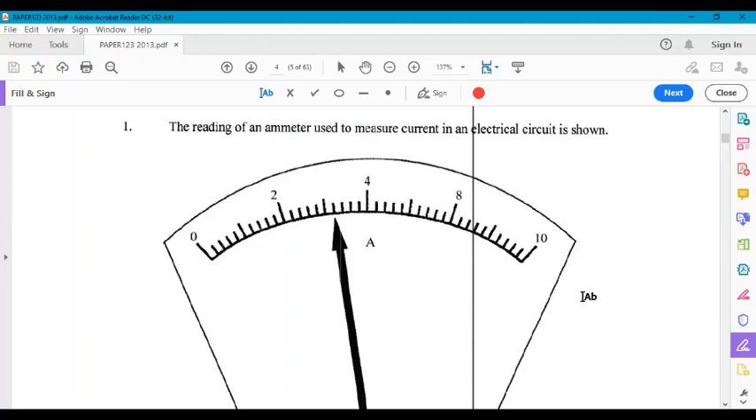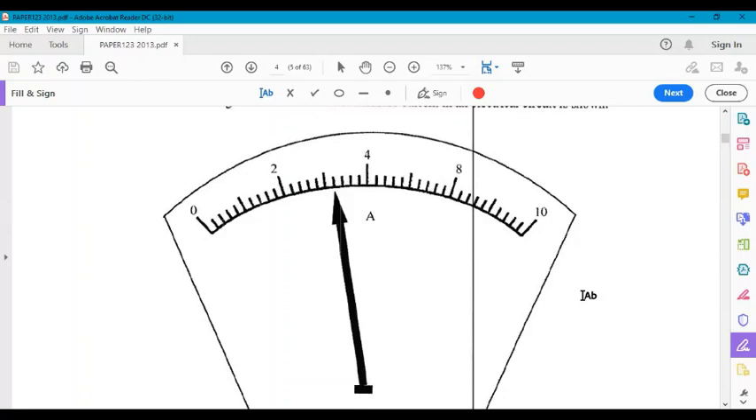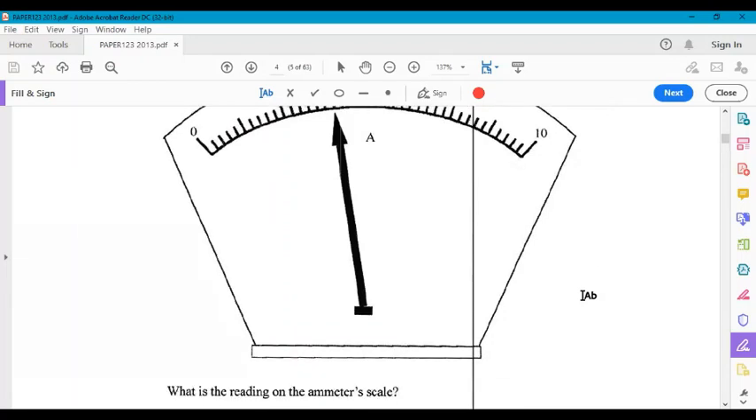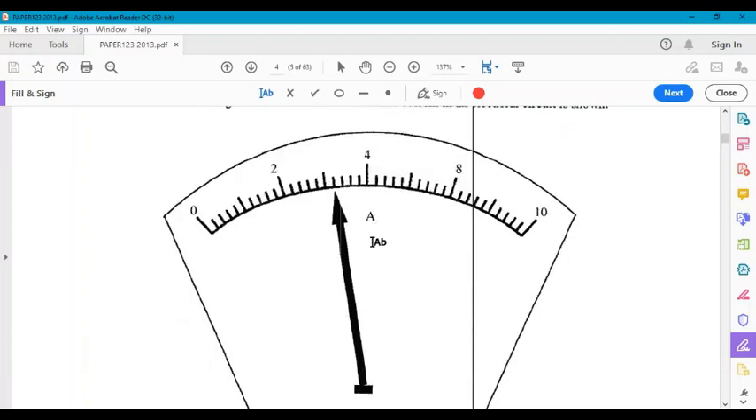All right, number one, the reading of an ammeter used to measure current in an electrical circuit is shown. Okay, so we're looking at a simple linear scale, and we're being asked to find the reading on the scale. So at first glance, you might think, oh, that's 2.5, 2.6. The misconception that a lot of people have is that this is 3. Okay, because we look at 2 and then we say, okay, 3 must be between 2 and 4.